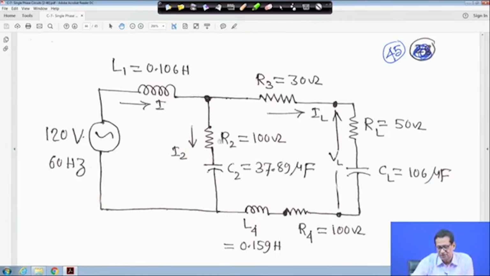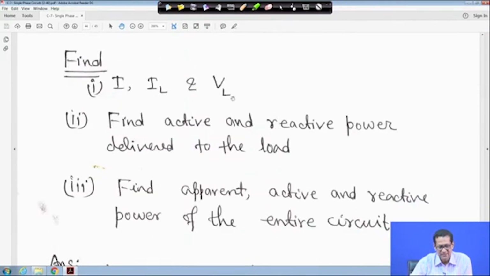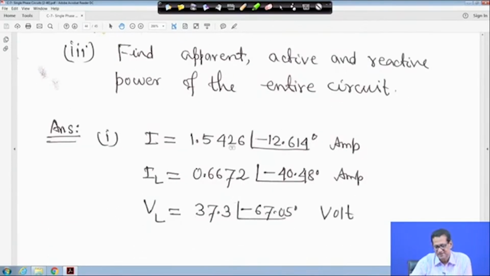You will solve this problem as a standard circuit using KCL and KVL. Second, you will find IL using Thevenin's theorem, and you will also do it using Norton's theorem. You should find all these things, and the answers are given. But the frequency is 60 Hz; by mistake do not take 50 Hz, then this answer will not come.